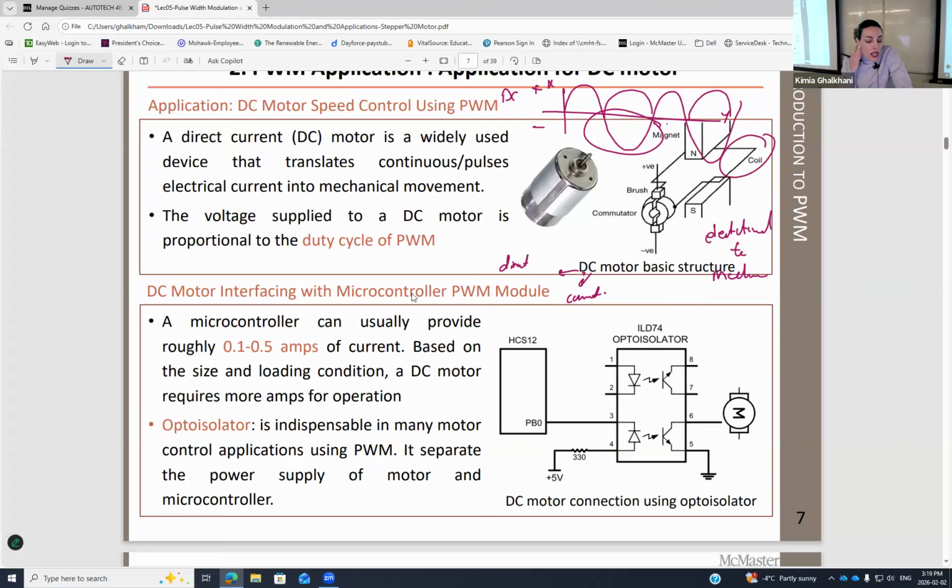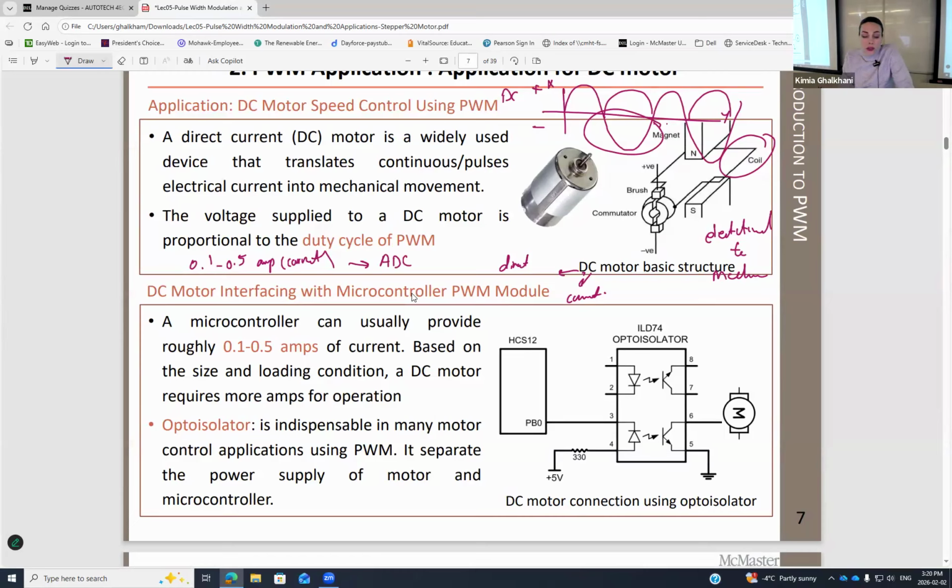Since your microcontroller is not able to generate enough current to drive such a DC motor, we are going to consider a range, let's say 0.1 to 0.5 amp, which means current. You know that amp is the unit for current, right? So then you need to use an interface, similar to what we did with the analog to digital converter in order to convert it.